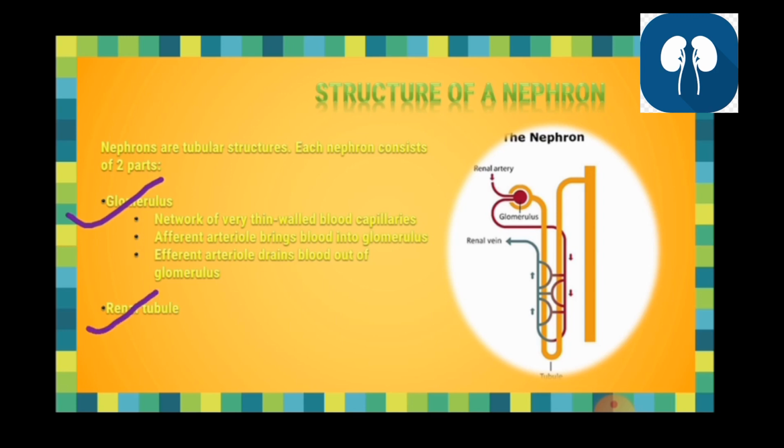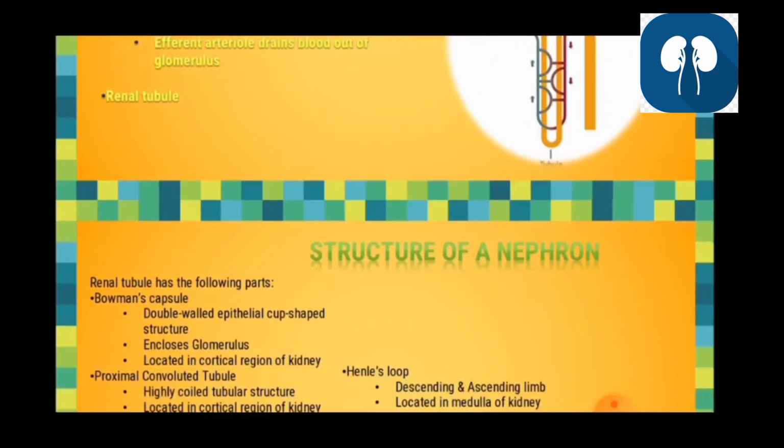Talking about the glomerulus, it is a tuft of capillaries formed by the afferent arteriole, which is a fine branch of the renal artery, and blood from the glomerulus is carried away by the efferent arteriole. So the network of very thin-walled blood capillaries, involving the afferent and efferent arterioles together, forms the glomerulus. Afferent arterioles bring blood into the glomerulus and efferent arterioles drain blood out of the glomerulus. Got it?